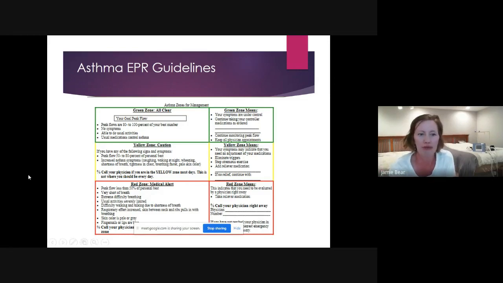And then red zone, meaning medical alert, your peak flow is only half of its personal best. Patients are very short of breath. They should take the reliever medication and call their doctor ASAP.